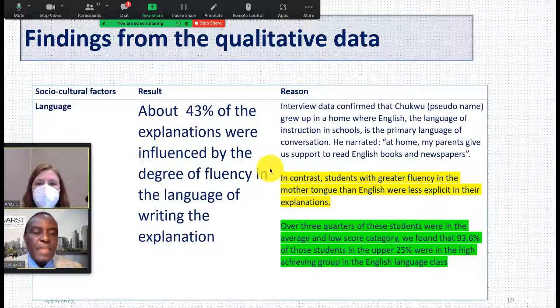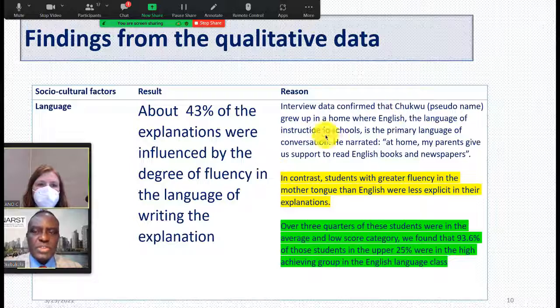In other words, if the student had good understanding and good use of the language, English in this case, because they were senior secondary class 2 students, equivalent of 11th grade in the US, then they were able to explain, they were able to write, they were able to convey the explanation.